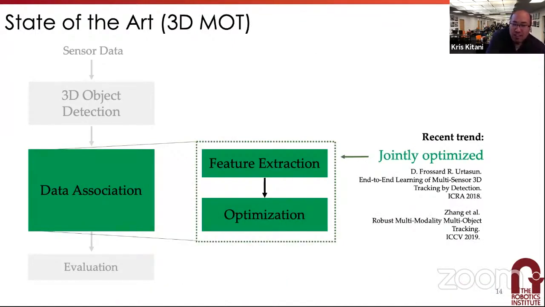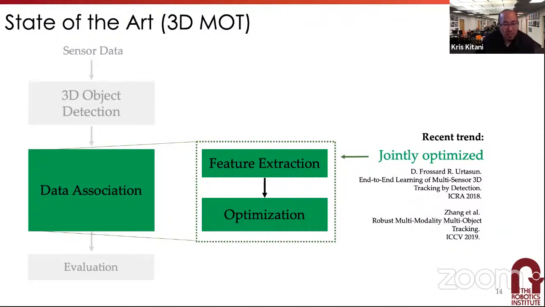One of the recent trends that we've seen in data association was kind of breaking up the data association module into two parts, the feature extraction and an optimization module. So maybe in traditional methods, you would just get your 3D object detections or 2D object detections and then put them into an optimizer like the Hungarian method or some kind of tracking. But now we've seen kind of the split. This is the trend that we see, and they're typically now jointly optimized.